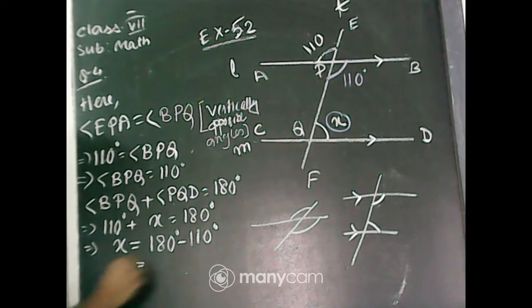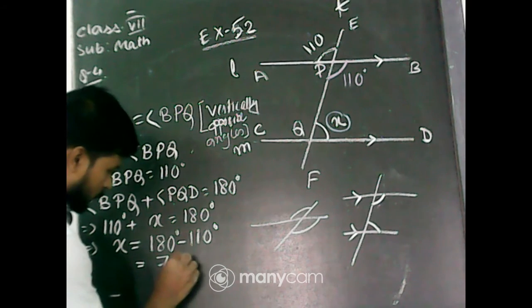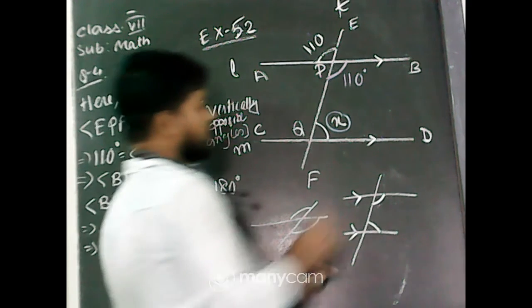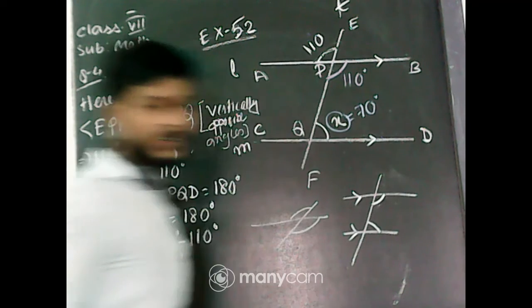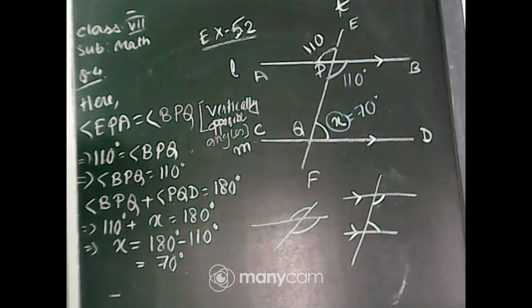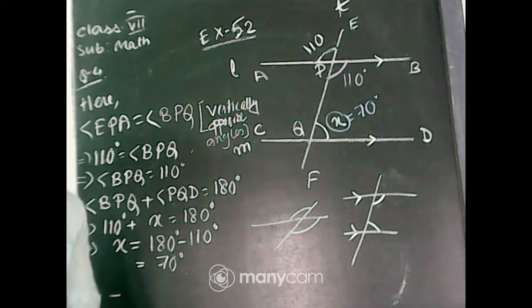So subtract 110 from 180 and tell me the answer. Very good, Aniruddha, the answer will be 70 degrees. So the value of x is finally known, that is 70 degrees. The problem is very easy. You just remember all the definitions of angles, apply them, and you will have your solution for each and every question.